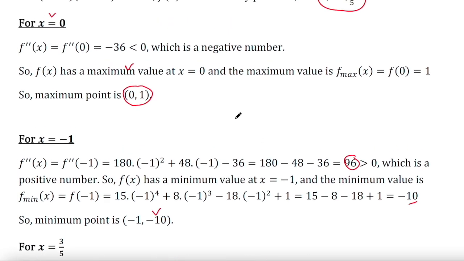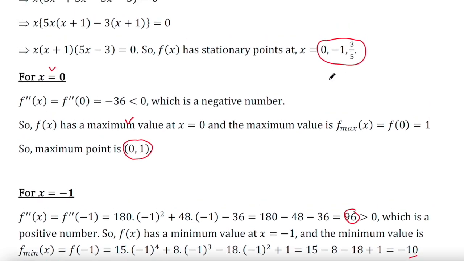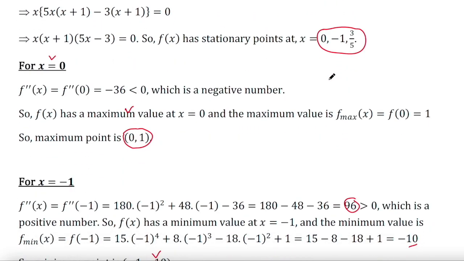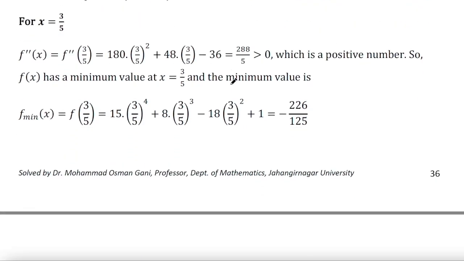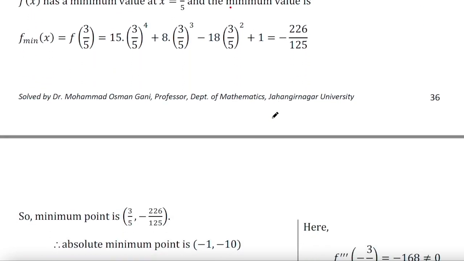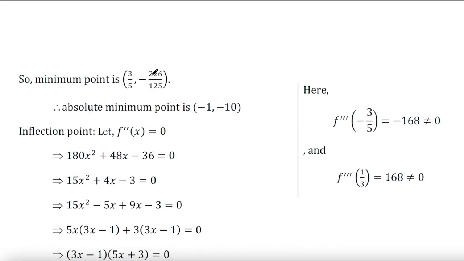Now for the third x value, 3 by 5. For the third x value, 3 by 5, again second derivative is positive. So there is another minimum point at x equal to 3 by 5. And the minimum point is this one. So sometimes you can see that there can be a graph like this, you see. So there are 2 minimum points, this one and this one.